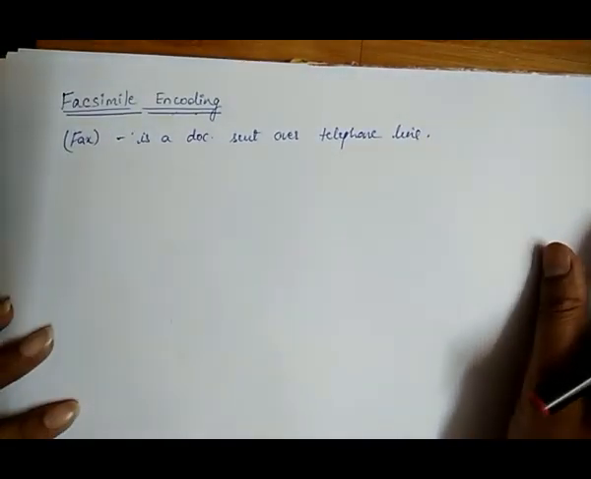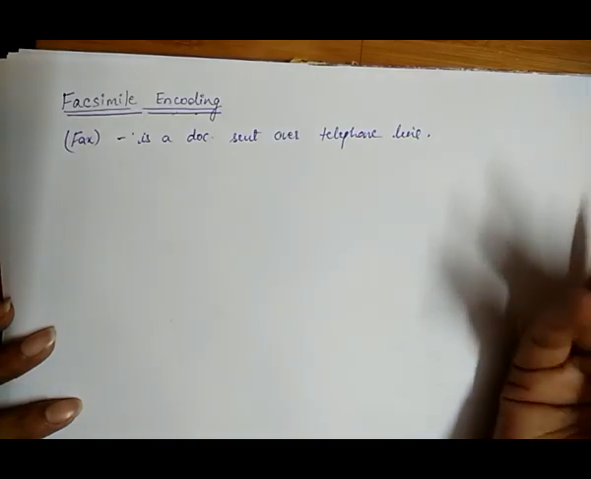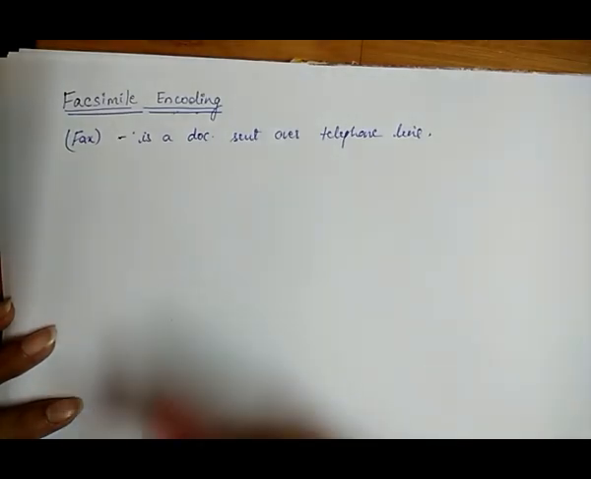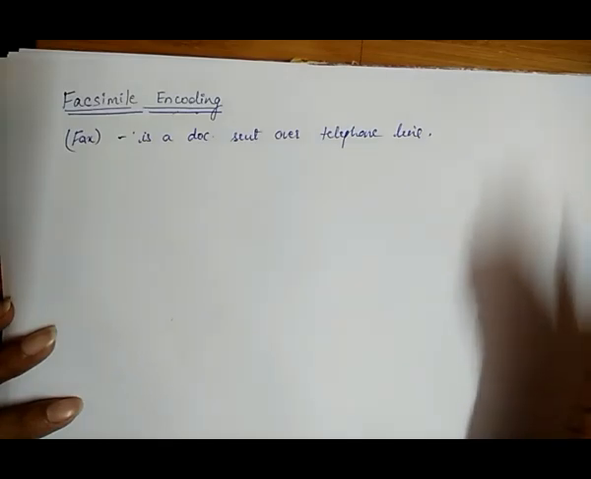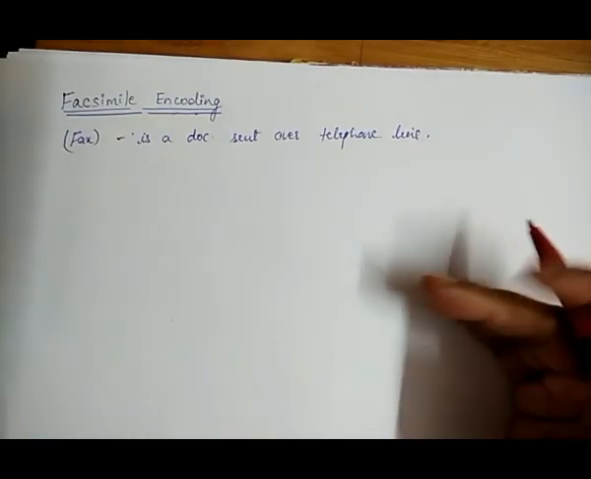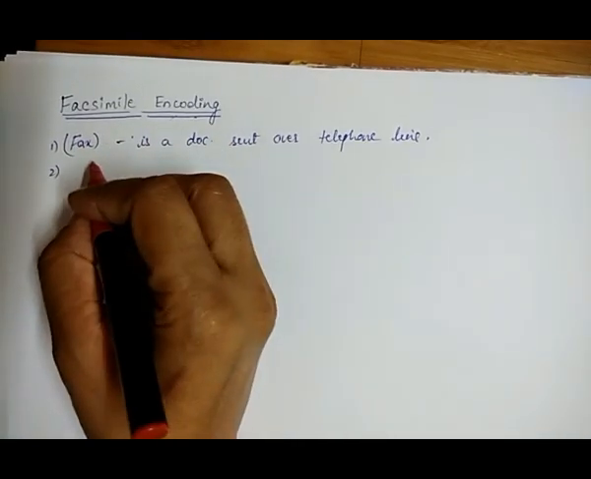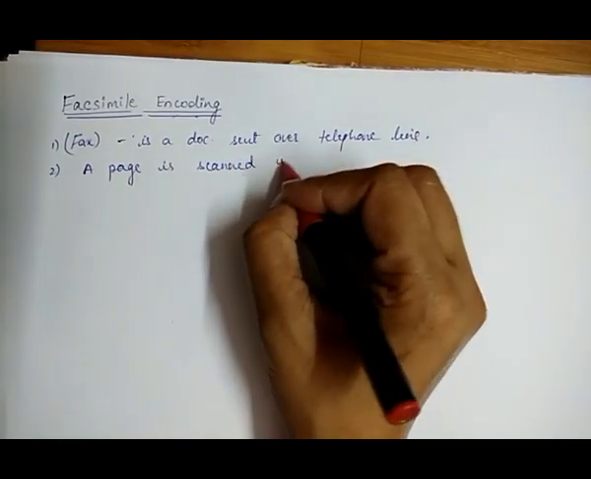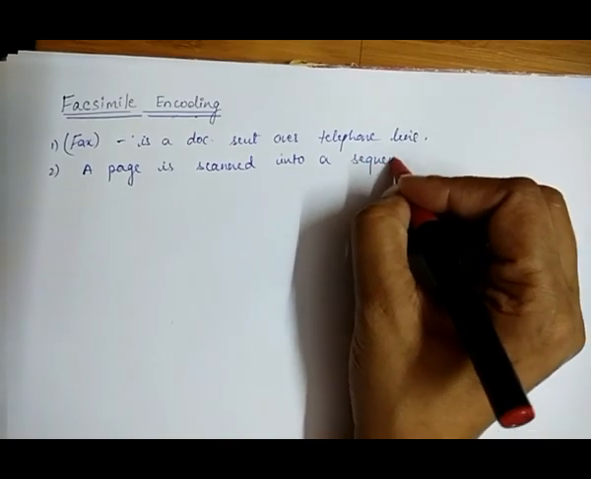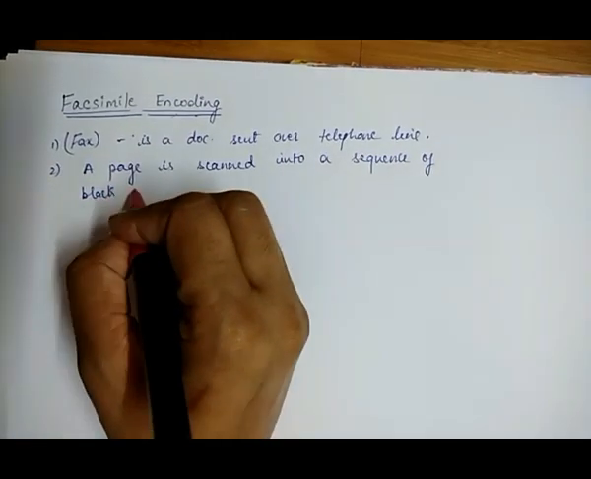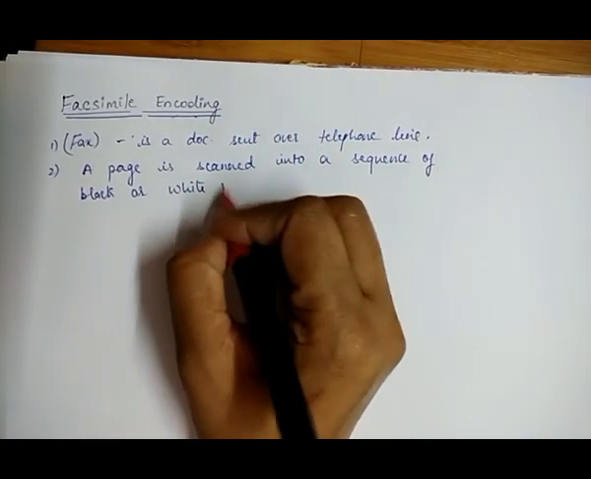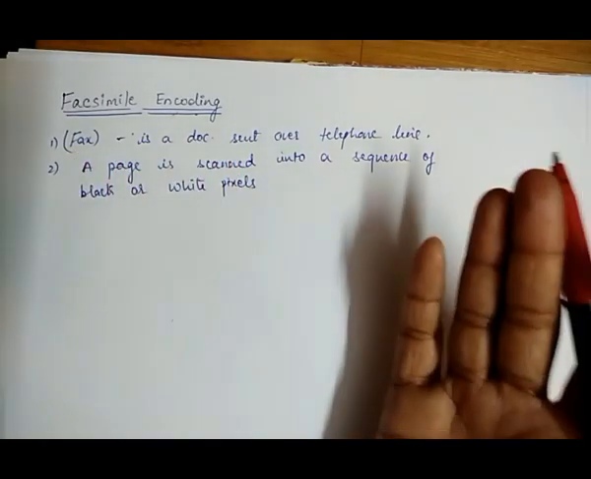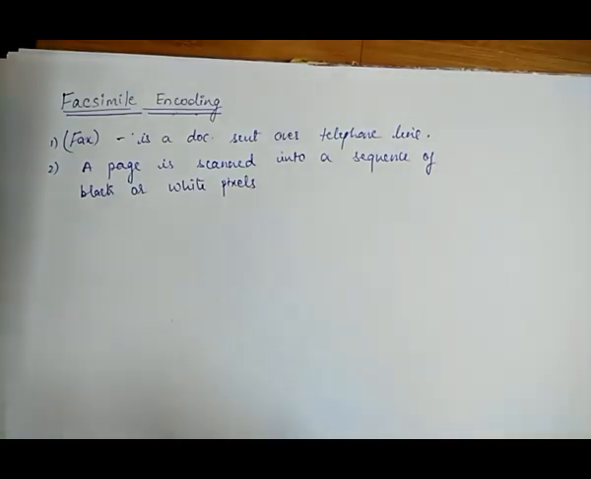As all of you have heard about the fax machine, it is just similar to that. In this, we scan a document, the sender sends that document over the telephone line, and the receiver receives that document over the telephone line itself. And the second point is that for facsimile encoding, a page is scanned into a sequence of black and white pixels. So this is the introduction: what is a fax machine? It's a document which we scan into a sequence of black and white pixels, and we send it over the telephone line.